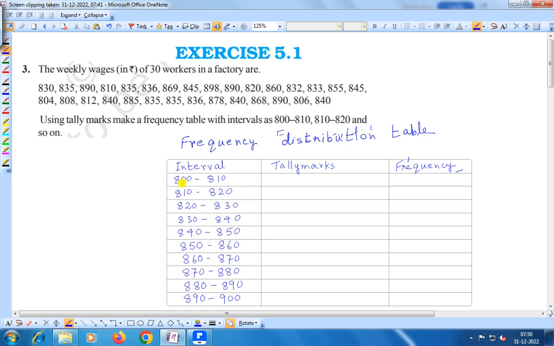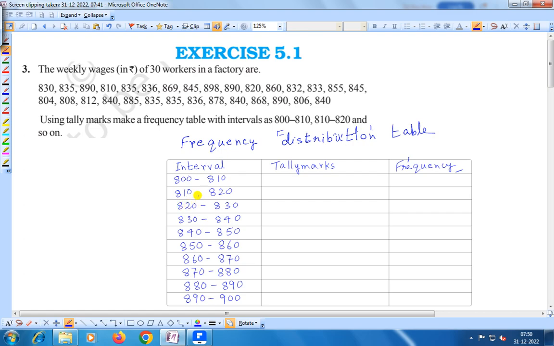Now you will make the intervals 800 to 810, 810 to 820, 820 to 830, 830 to 840, 840 to 850, 850 to 860, 860 to 870, 870 to 880, 880 to 890, 890 to 900. Here is 810. If it is 810, it will be counted in this row, right? If it is 820, it will not be counted in this one, it will be counted in the interval starting at 820, right?